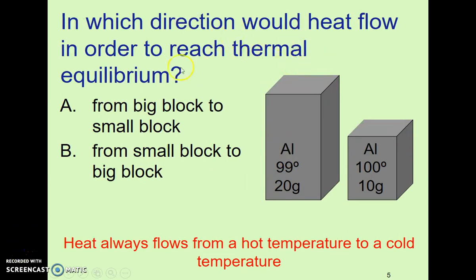Here we have the same two blocks, and the question is, in which direction would the heat flow in order to reach thermal equilibrium? Thermal equilibrium is reached when the heat is done flowing. The rule that applies here is that heat always flows from the hot temperature to the cold temperature. The 100 degree block is hotter, so the heat is going to flow from the small block to the big block.